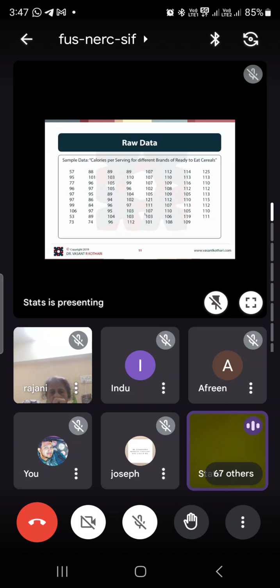Now the problem with this raw data is that answering a very simple question from it becomes a very time consuming process. Like if I ask you which is the smallest number and which is the highest number from this data.